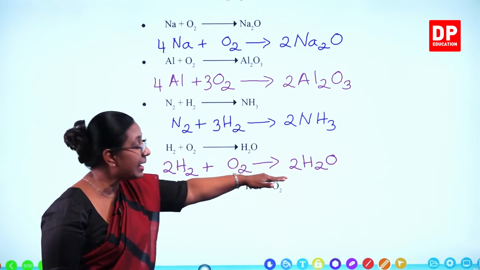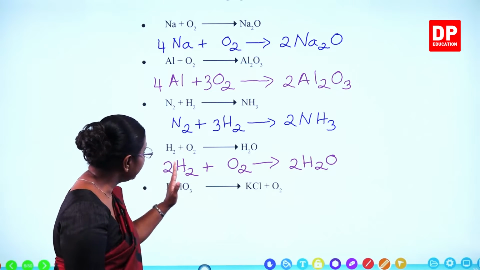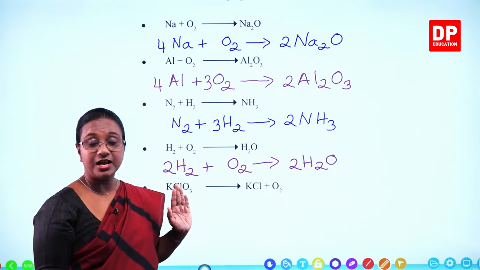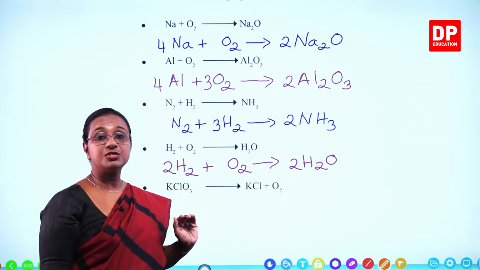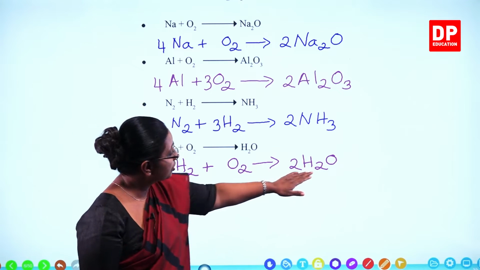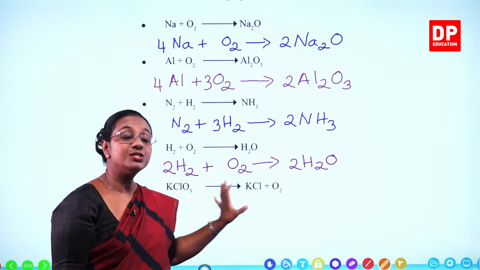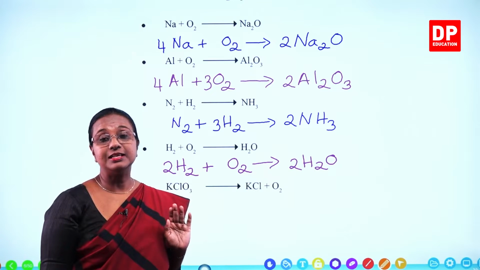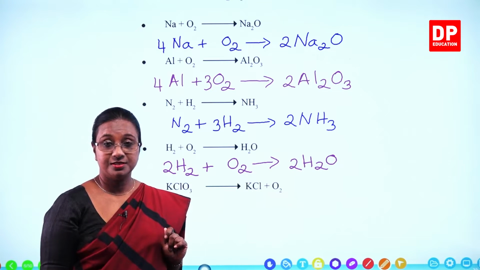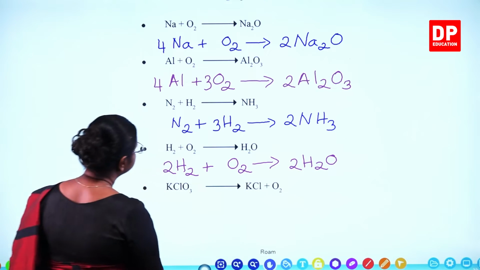But once we balance it like that, you can see how many hydrogen molecules are needed to react with oxygen to give rise to water. And also you can see how many water molecules are formed. So that is why we need to balance the chemical equations. Is that clear to you all? Then there is one more.